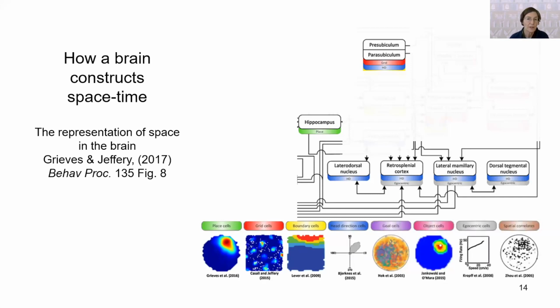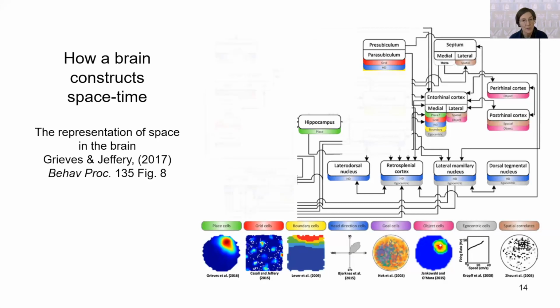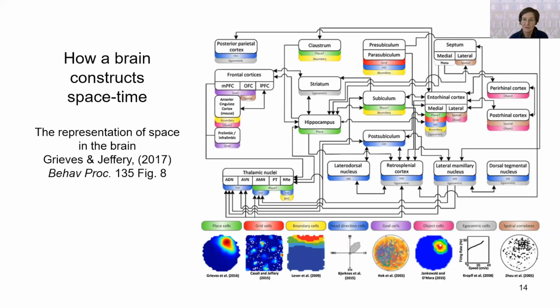But then there are also, in navigation as well, a lot of other cells. There are goal cells, object cells, and egocentric and allocentric spatial coordinates. So the message of this diagram is that brains have highly structured neural circuits for space, and they each play a role in both egocentric and allocentric navigation. Do we need all this? From an evolutionary perspective, if evolution could have got away without this complexity, it probably would have.